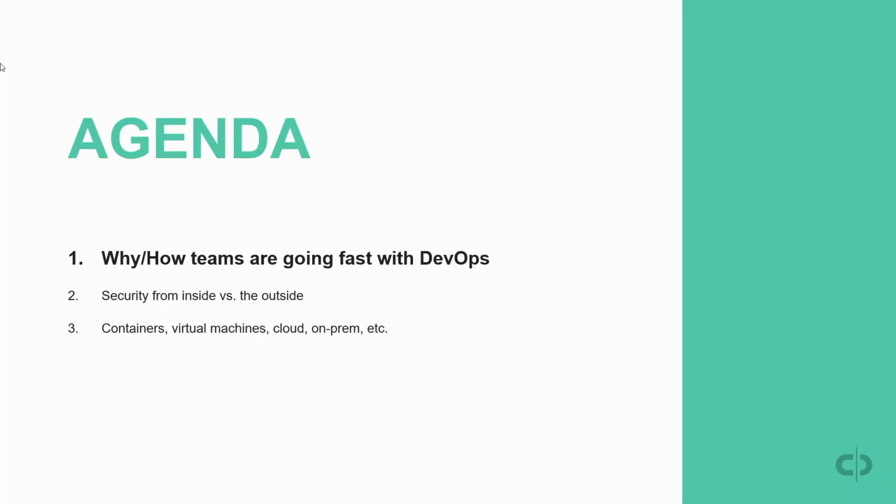And the way that I want to do this is to talk a little bit about DevOps in the beginning, how and why teams are going fast with DevOps, why development teams are operating this and how to fit with their cycles, security from the inside versus the outside, what the difference is between those, and then ultimately we have to run our applications. We don't just write code for the sake of writing code, so I want to talk about the deployment mechanisms of containers, virtual machines, cloud, and on-premise.